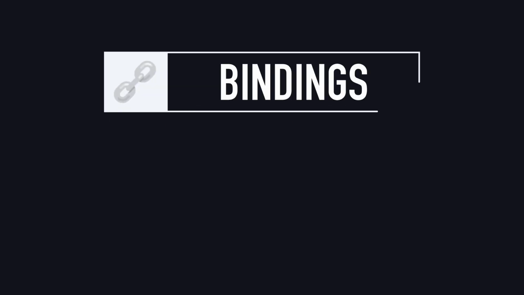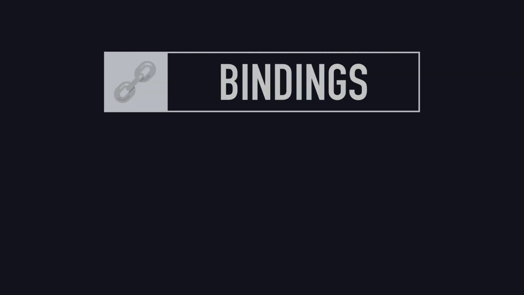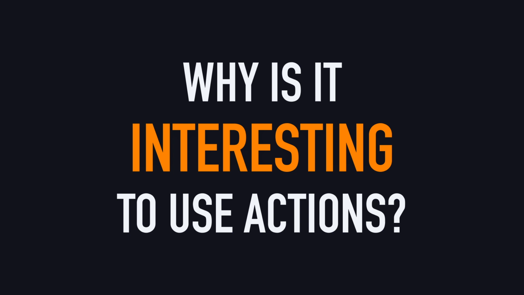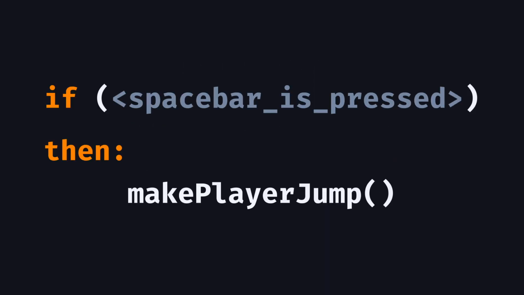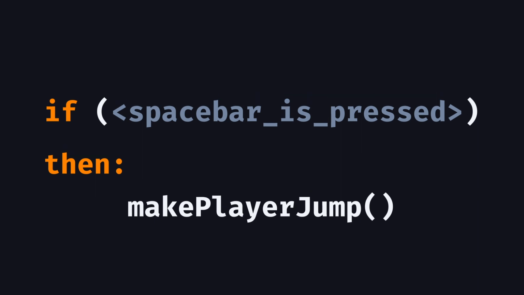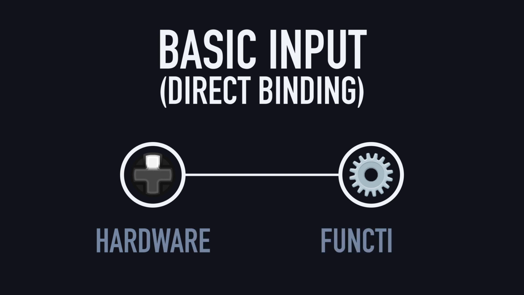Now, I've said before that this new system relies on bindings to properly map player inputs to actions. But you might be wondering, why is that a valuable technique? Why can't we just say, if I press the spacebar, then the player jumps? It would be way more readable, right? Well, it's true that the most basic form of input is one that directly maps a specific piece of hardware, like a button or an axis value, to a function in the game.